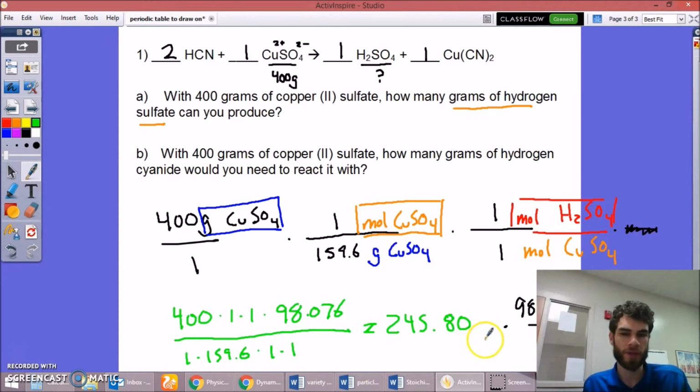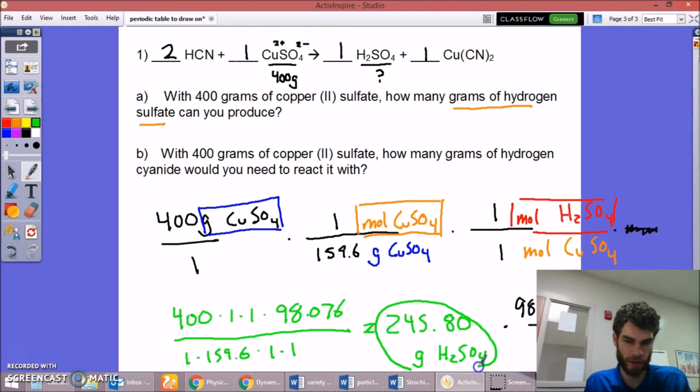Okay, and just like always, we got to put our final unit. The final unit is the last thing that we converted to, because see, all these guys canceled each other out. So all we're left with is grams of hydrogen sulfate. So there is our answer. Okay, so let's see. We started with 400 grams of copper sulfate. We ended with grams of hydrogen sulfate.